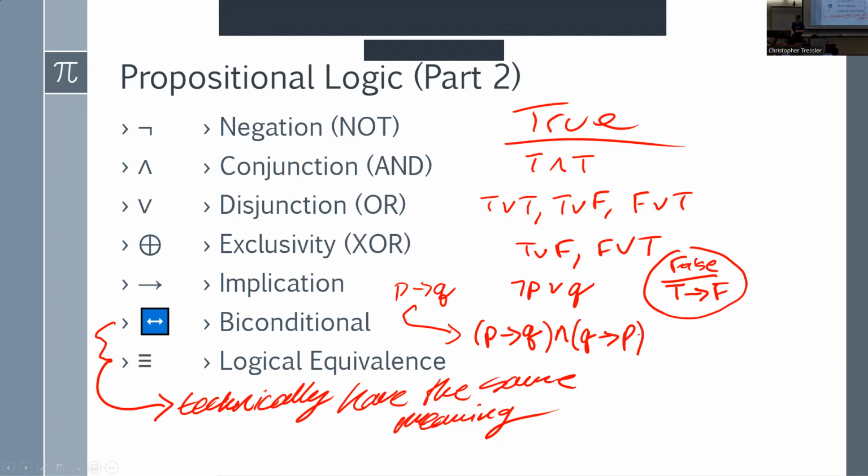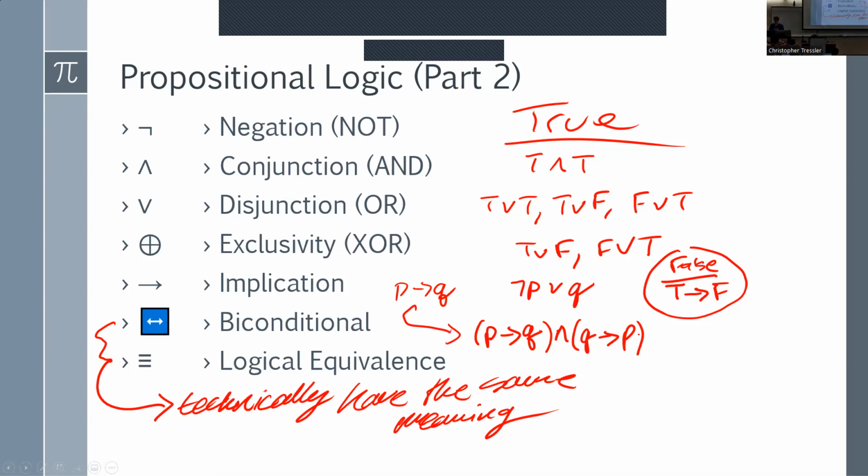Now, while I was looking into this, I found out something somewhat interesting. Notice that a biconditional is actually the negation of an exclusive OR. With a biconditional, either true and true or false and false work, but with an exclusive OR, those are the two that don't work. So you can probably do a proof that the biconditional and the negation of exclusive OR are the same.